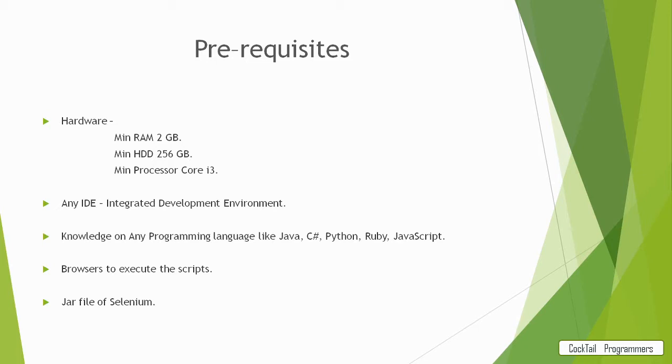There are multiple IDEs available like Visual Studio, Eclipse, IntelliJ. So what exactly is an IDE? An IDE is an environment where you are going to have all your code and programming. Then next, you need to have some basic knowledge of programming languages like Java, C Sharp, Python, Ruby, or JavaScript.